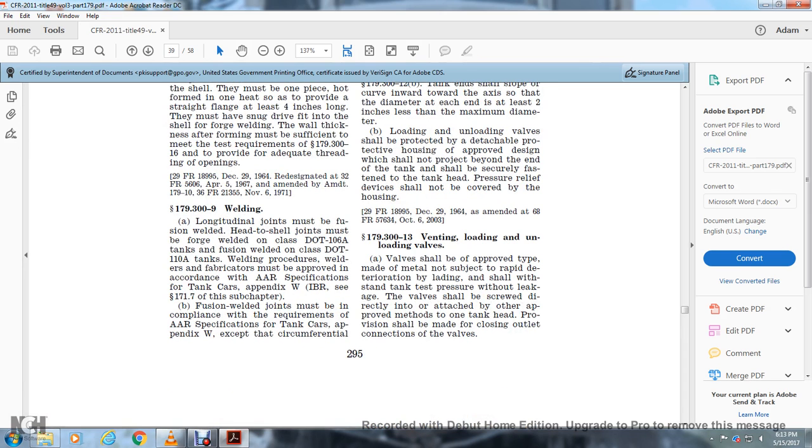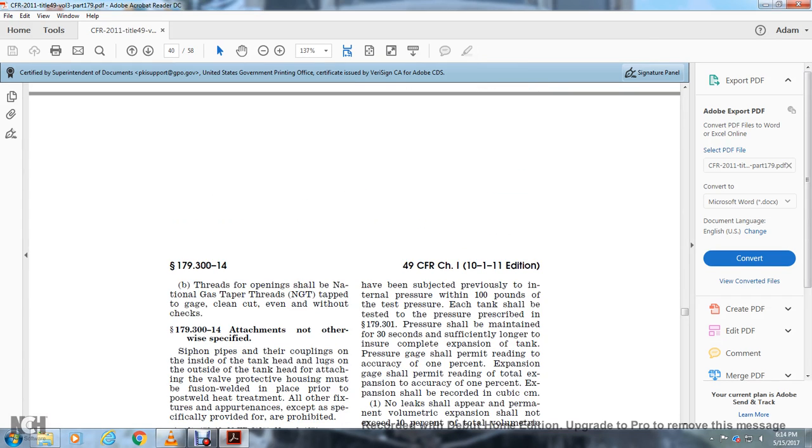179-313 Venting and loading and unloading valves shall be of approved type and made of metal not subject to rapid deterioration. Fittings shall withstand tank test pressure without leakage. The valves shall be screwed directly into, or attached by other approved methods to, one tank head. Provision shall be made for closing the outlet with the connection of the valves. Threads for the opening shall be National Gas Taper threads, or NGT, tapped to gauge and clean cut and even without checks.